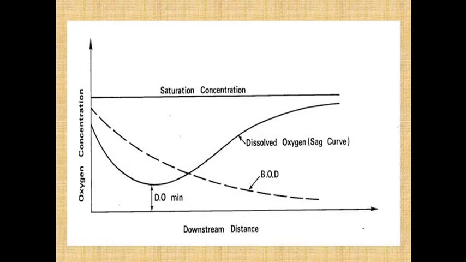Okay, either you can see the deoxygenation curve and the reoxygenation curve. The combination of both, you can say DO sag curve. Okay, so the DO sag curve is a curve of the DO in percent saturation, that is oxygen concentration, over the time of flow in days or downstream distance. So distance and the oxygen concentration, and that curve is called the oxygen sag curve.